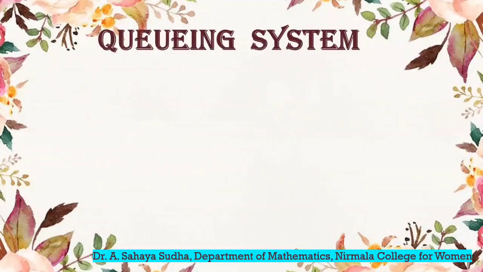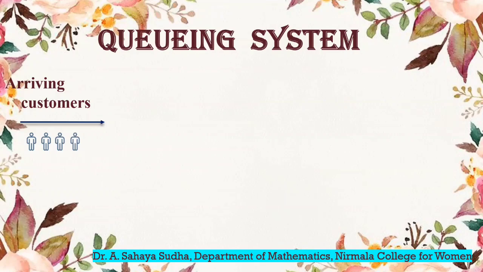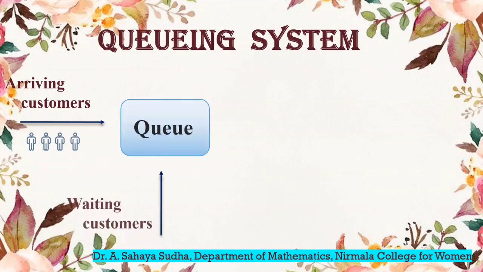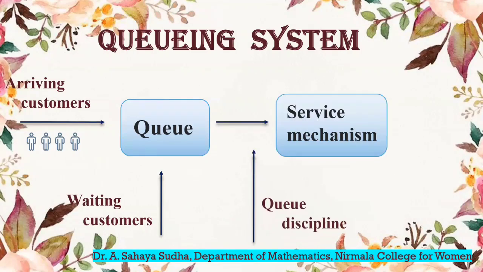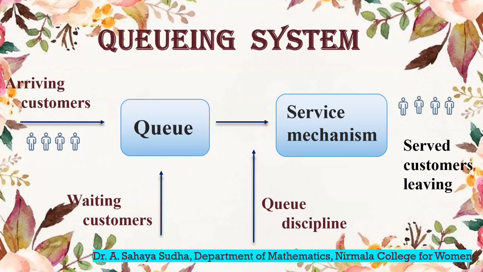Now, what is a queuing system? The basic characteristics of a queuing system are arrival pattern of customers, service pattern of servers, queue discipline, system capacity, and the number of customers. Customers arrive and wait in the queue for service. Based on the queue discipline, the service occurs, and once the service is done, the customer leaves the queue.